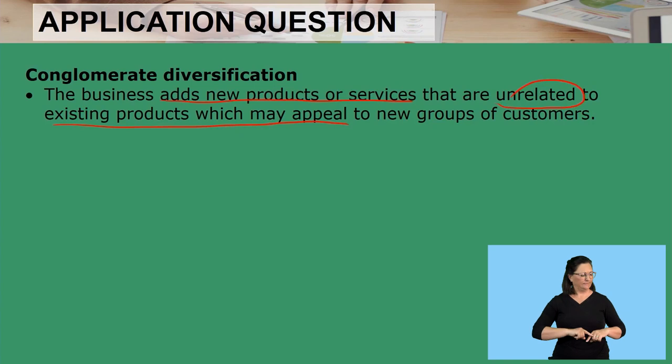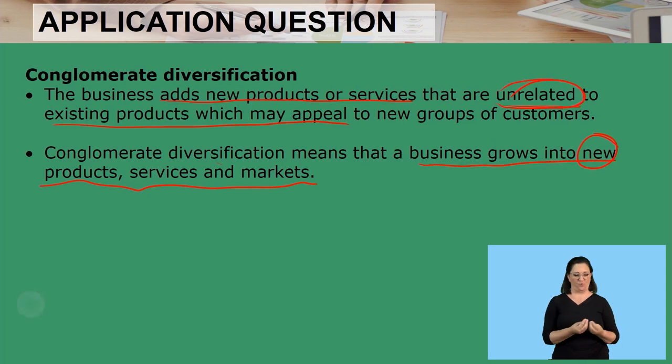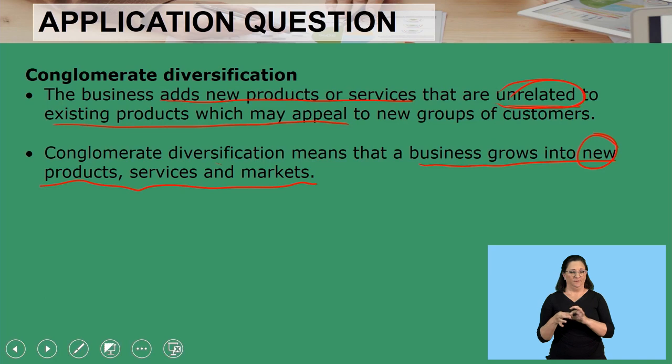It's totally unrelated. I am selling food. I have a catering company. However, if I were to go with conglomerate diversification, now I have a hairdressing salon, which is totally different. It's unrelated to what I'm currently doing. It's a totally different thing, or a new thing rather. So it appeals to new groups of customers. Conglomerate diversification means that a business grows into a new product or service and markets new. Very important, it's new, and not only new, but unrelated to existing products.